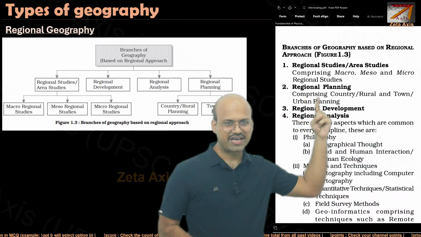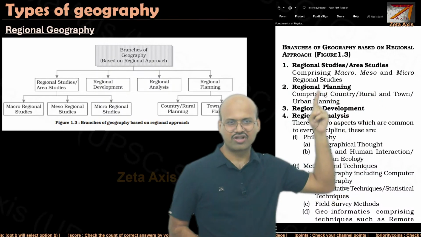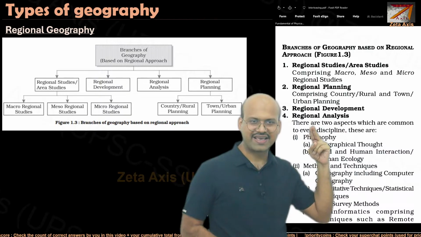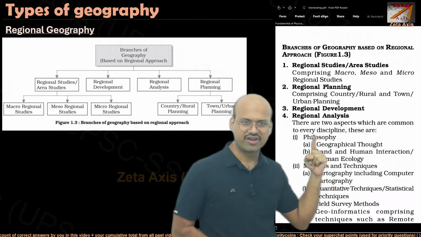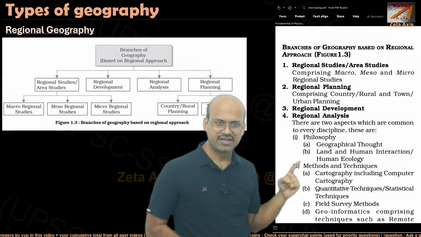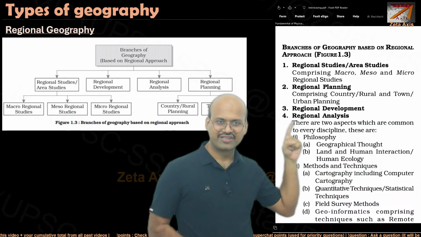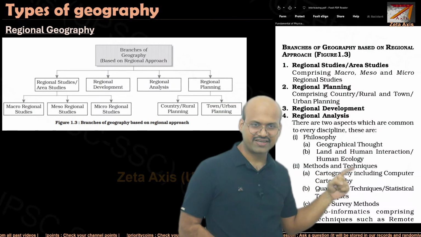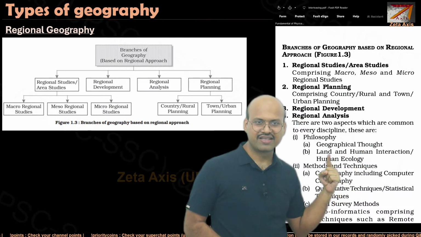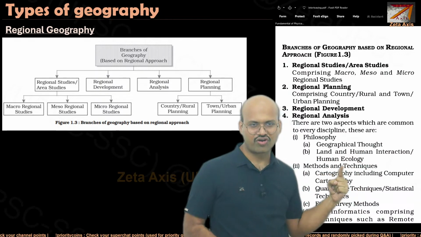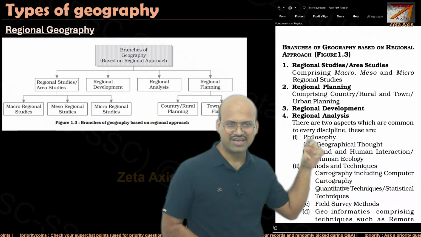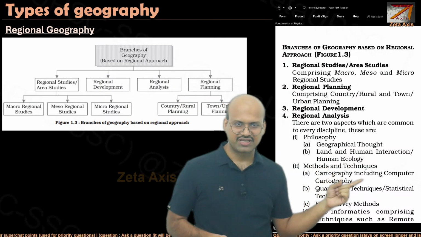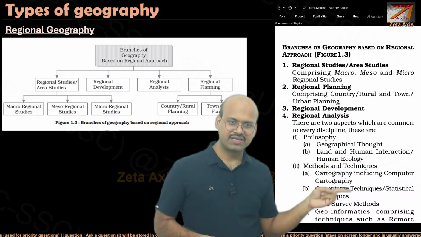Regional planning comprising country, rural, town, and urban planning. So all these planning are also part of regional geography. Regional development, regional analysis. There are two aspects which are common to every discipline: philosophy, and methods and techniques. So regional analysis is philosophical, and methods and techniques. So geographical thought is there, land and human interaction, human ecology. So here we are mainly linked with the philosophical aspect, like determining how to do, what to do, and all those things. And here are the methods.